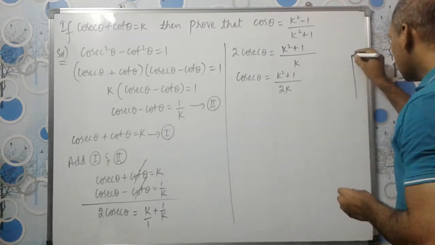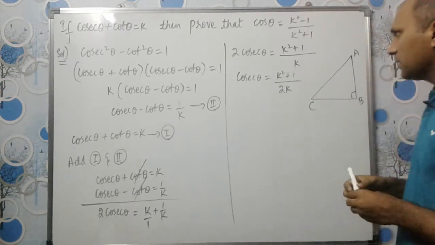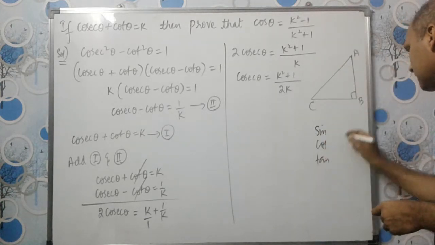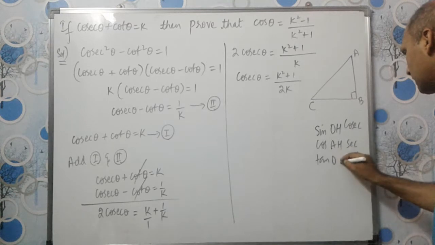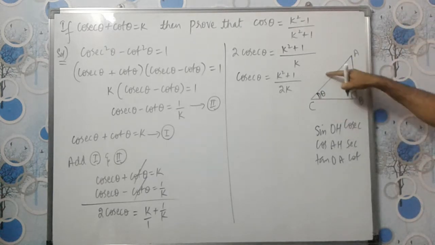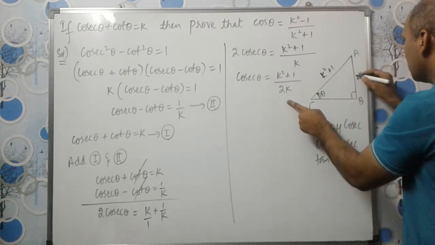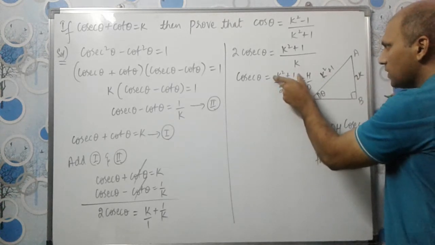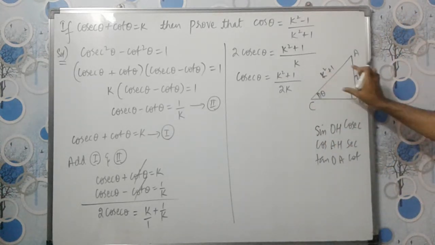Now suppose we have a right angle triangle, let us say this is ABC, right angle at B. Now what is the cosecant formula? Let me write here: sine, cos, tan, cosecant, secant, cot. Cosecant is hypotenuse by opposite. Suppose we consider theta here. So hypotenuse is k square plus 1 divided by opposite, which is 2k. Because cosecant is hypotenuse by opposite, if you take k square plus 1 as hypotenuse, opposite will be 2k. I hope this is clear.